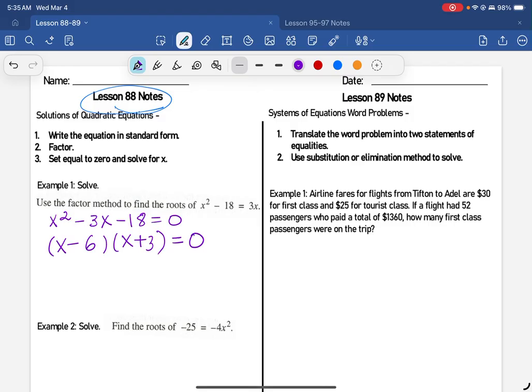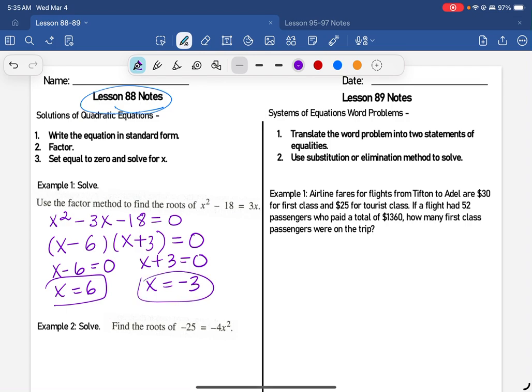Okay, this is the new step you're learning today. We're going to set both of these equal to 0. Each of these factors equal to 0. So over here, x is going to equal positive 6. And over here, x is going to equal negative 3. So those are my answers.